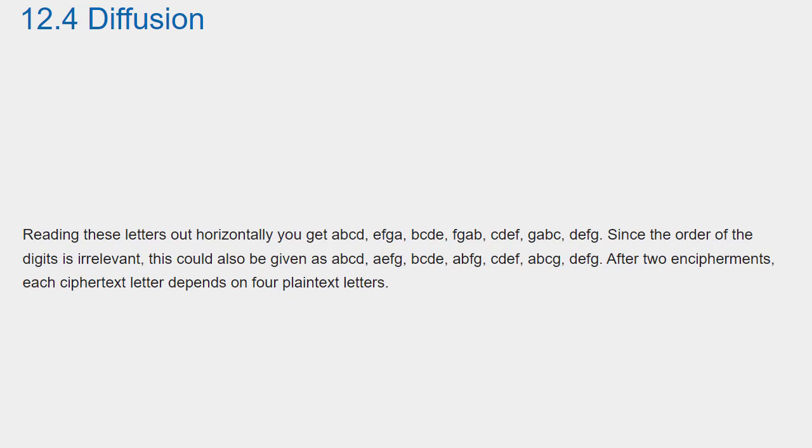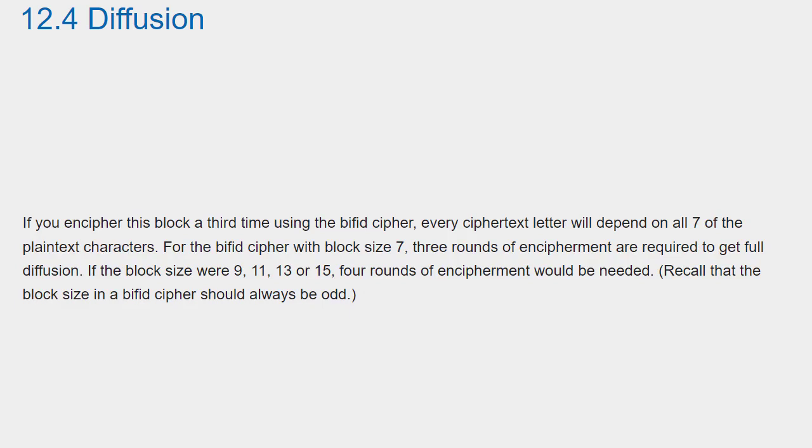Since the order of the digits is irrelevant, this could also be given as ABCD, AEFG, BCDE, ABFG, CDEF, ABCG, DEFG. After two encipherments, each ciphertext letter depends on four plain text letters. If you encipher this block a third time using the bifid cipher, every ciphertext letter will depend on all 7 of the plain text characters. For the bifid cipher with block size 7, 3 rounds of encipherment are required to get full diffusion. If the block size were 9, 11, 13, or 15, 4 rounds of encipherment would be needed. Recall that the block size in a bifid cipher should always be odd.